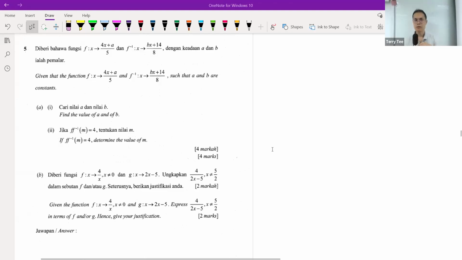Okay, moving on to question number 5. This is from Form 4 Chapter 1 function. So a given function fx and also f inverse. Fx is unknown A, f inverse is unknown B. You're supposed to find the values of unknown A and B.